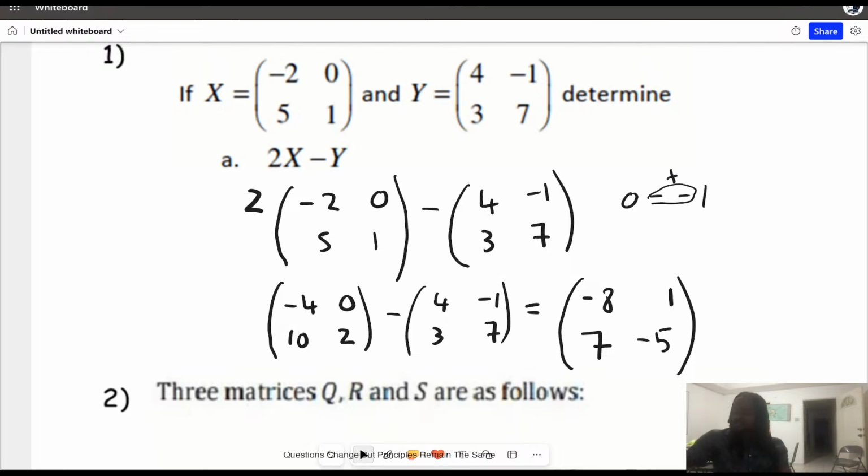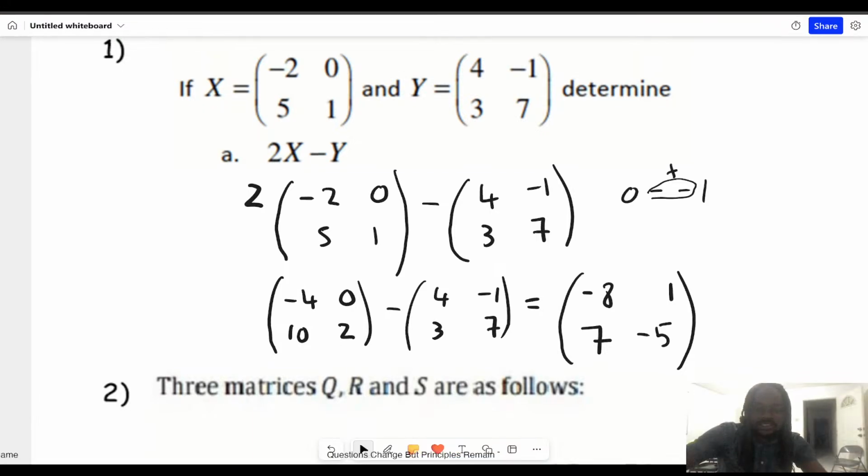Right, 2 minus 7, that gives me negative 5. Let's look and see if there's anybody there with that. I see a couple persons with that answer right there.